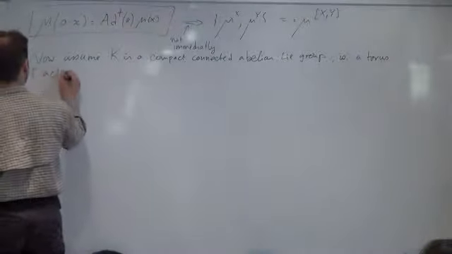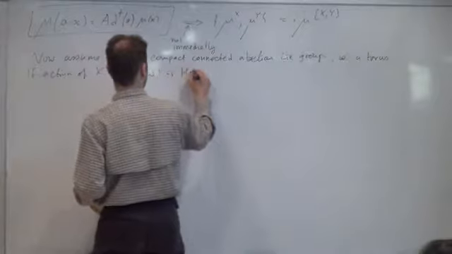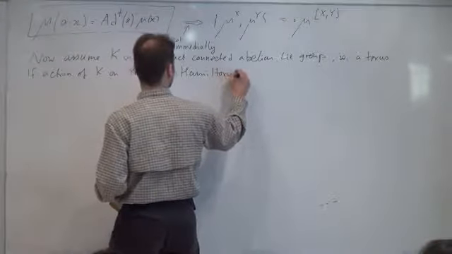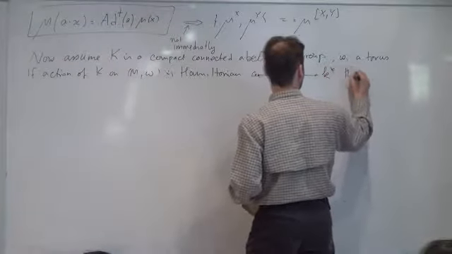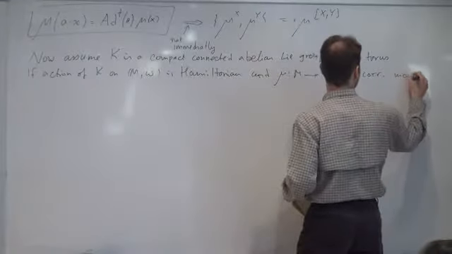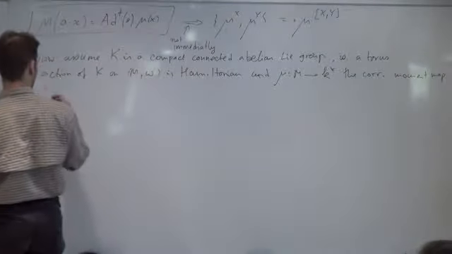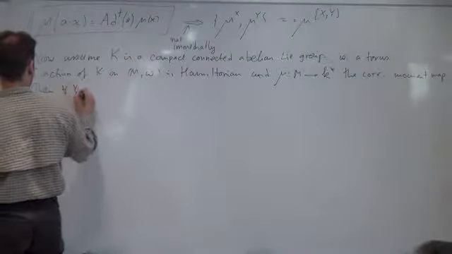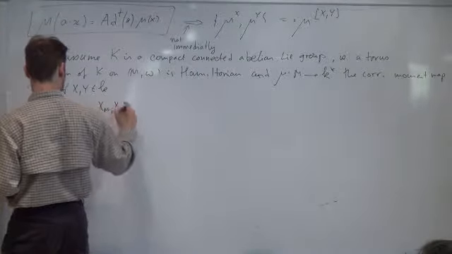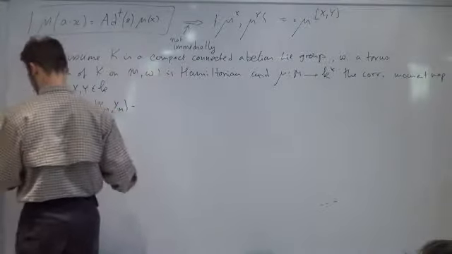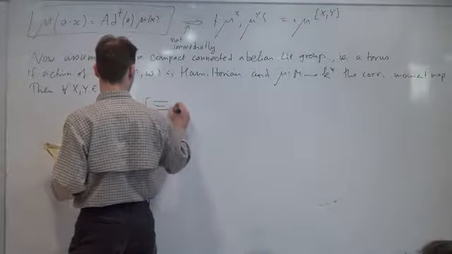So if the action of K on M, omega is Hamiltonian, and mu from M to k* the corresponding moment map, let's see what I get. Then for any x, y in the Lie algebra, if I look at the Lie bracket of the induced vector fields, that's really the Lie bracket of Hamiltonian vector fields.